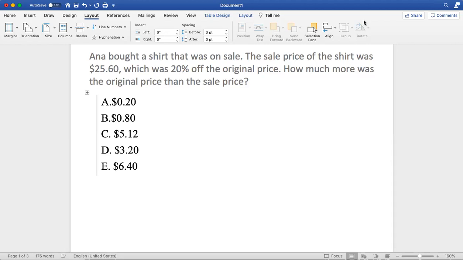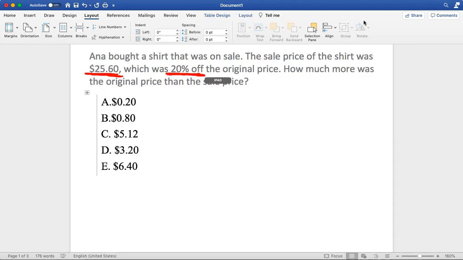I bought a shirt that was on sale. The sale price of the shirt was $25.60, which was 20% off the original price. How much more was the original price than the sale price? So she bought the shirt for $25.60, and that was after a 20% discount.